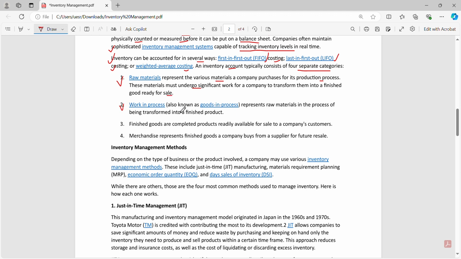The second one is work in progress, also known as goods in process, which represents raw material in the process of being transformed into a finished product. Third is finished goods, which are complete products readily available for sale to a company's customers. Fourth is merchandise, which represents finished goods a company buys from a supplier for future resale.